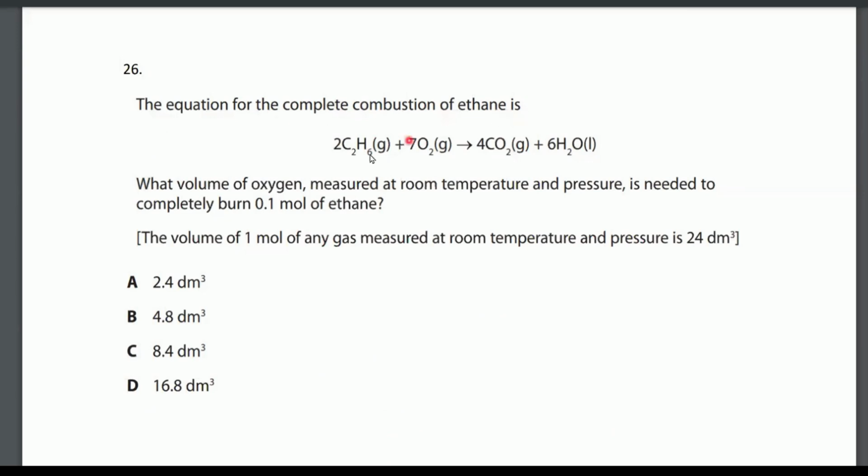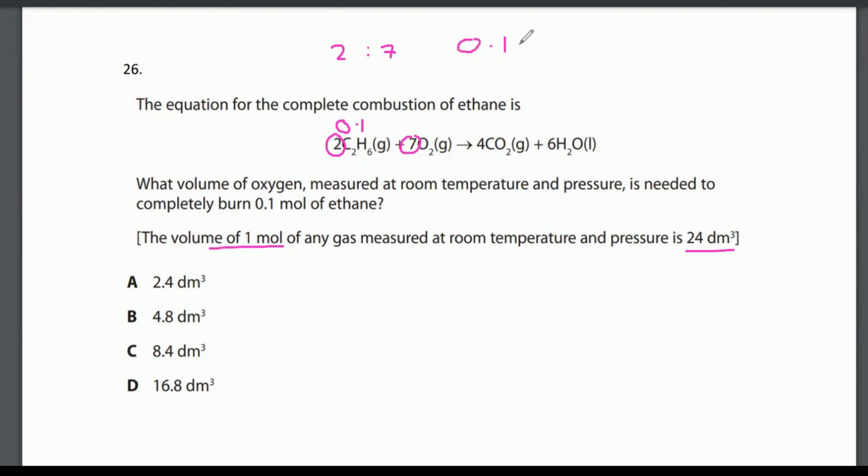Right, 26. The equation for the complete combustion of ethane is 2C2H6 plus 7O2 goes to 4CO2 and 6H2O. What volume of oxygen measured at room temperature and pressure is needed to completely burn 0.1 moles of ethane? Bearing in mind that 1 mole of any gas is 24 dm³ in volume, well, we can see there's a ratio of 2 to 7 from ethane to the amount of oxygen needed.